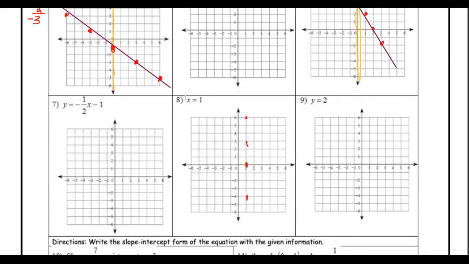Whenever you have x equals a number, you're going to get a vertical line through that number. See how I'm going through the number 1 down here on the x-axis? That's not a coincidence. That came from x equals 1. So anytime you have x equals a number, you get a vertical line through that number. Okay. Likewise, when you have y equals a number, you're going to get a horizontal line through that number.